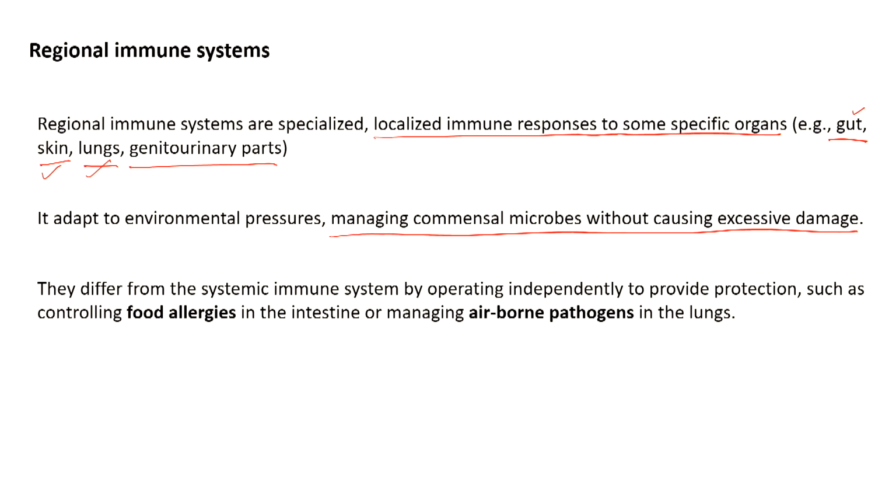Now, they generally differ from the other immune system by operating independently to provide protection against food specific allergies and also airborne specific pathogens. When it comes to food borne allergies, we talk about the gut, intestine, and the specific things which are coming through the oral cavity. When we are talking about airborne pathogens, then generally the lung, upper respiratory tract, nostril, and these areas are involved. So this is the meaning of the regional immune system, because they are localized.